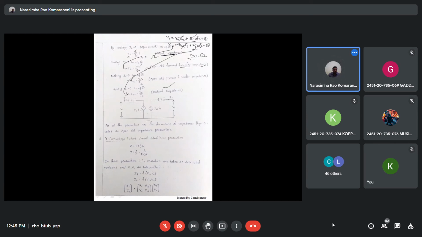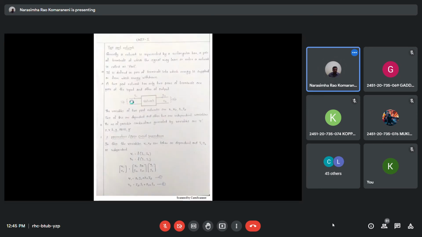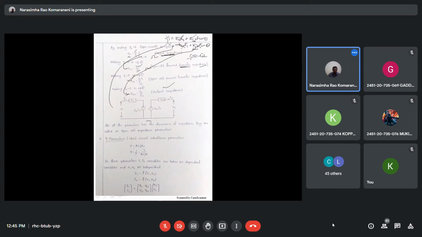Now, if you draw the equivalent circuit for these linear equations, we'll get a circuit like this. V1 equal to I1 into Z11, the input impedance, plus Z12 I2. This is one equation. Coming to the second equation, V2 equal to Z22 I2 plus Z21 I1.